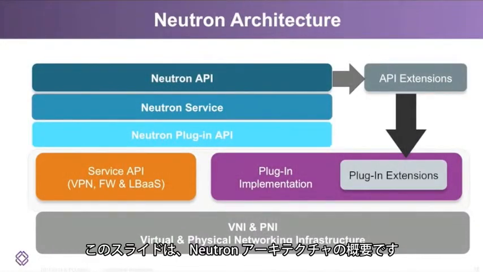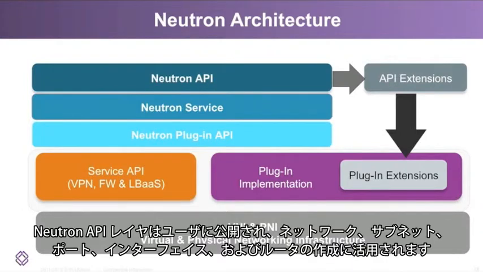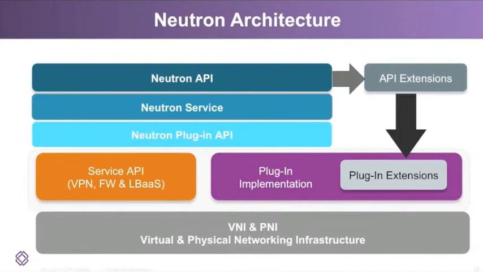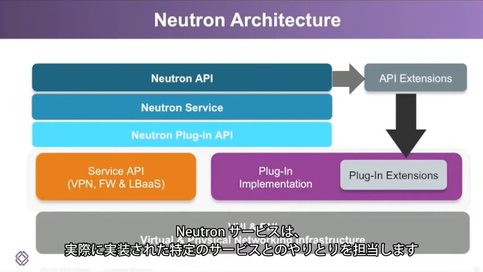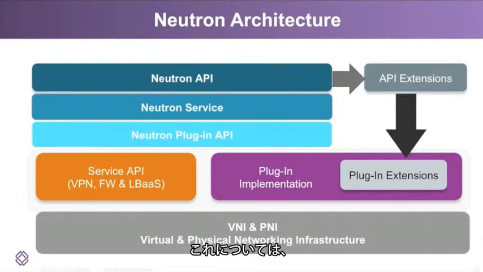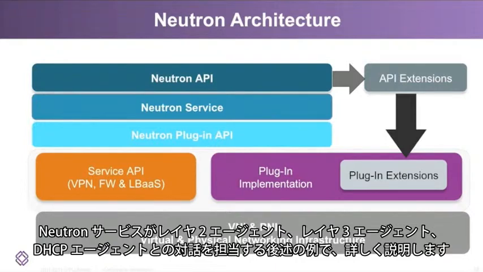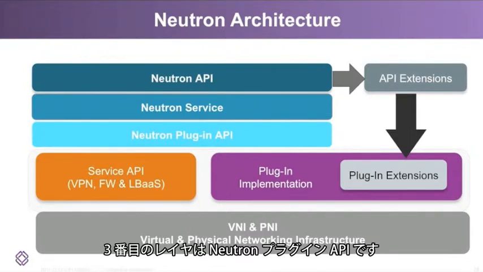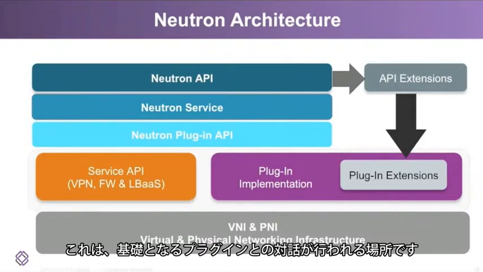This slide is a summary of the Neutron architecture. The Neutron API layer is exposed to the user, and leveraged to create networks, subnets, ports, interfaces, and routers. The Neutron service is responsible for talking to the actual implementation of the specific services. You see it better in an example where the Neutron service is the one responsible for interacting with the layer 2 agents, the layer 3 agents, the DHCP agents. And then the third layer is the Neutron Plugin API. That's where the interaction with the underlying plugin happens.